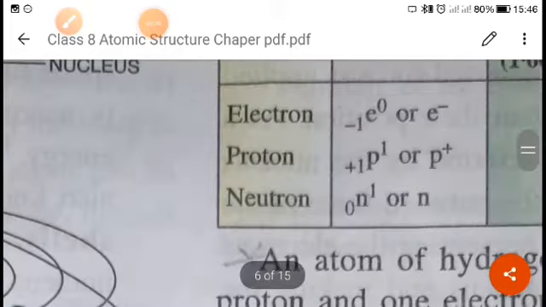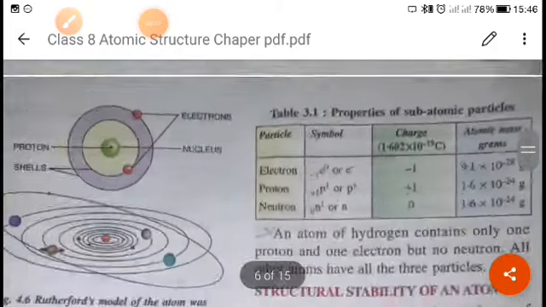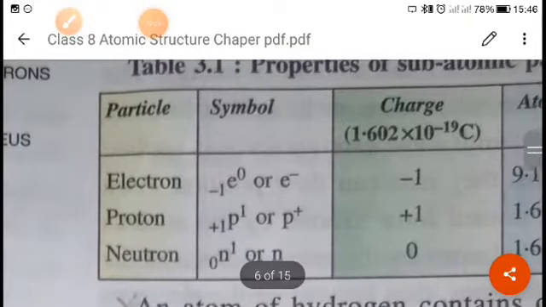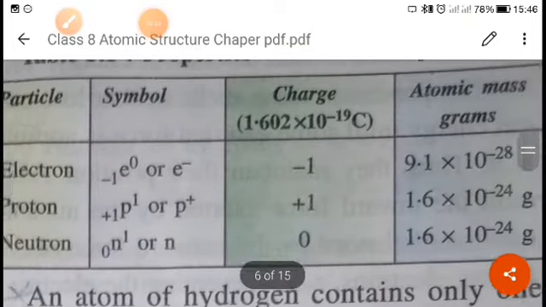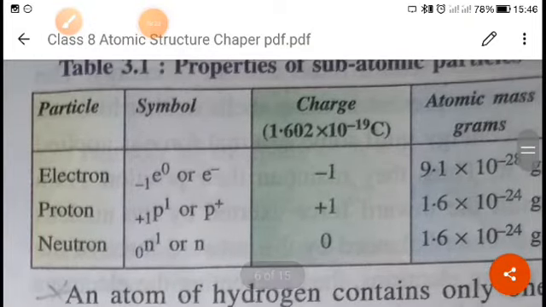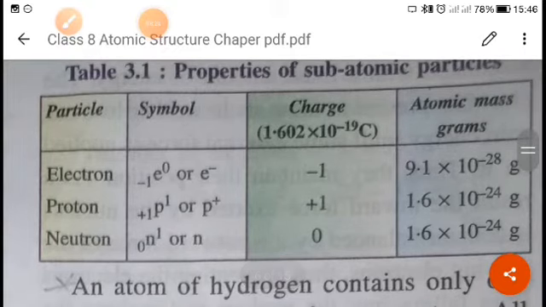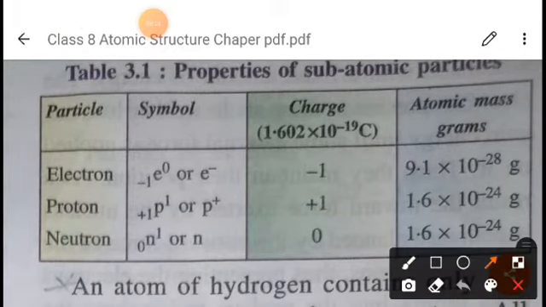Now, a small table is given here, as you can see, about electron, proton and mass. After the discovery of the electron, we came to know that the electron, whose symbol is like this, has a negative charge of minus 1.602 into 10 to the power minus 19 coulomb, and its mass is 9.1 into 10 to the power minus 28 gram.